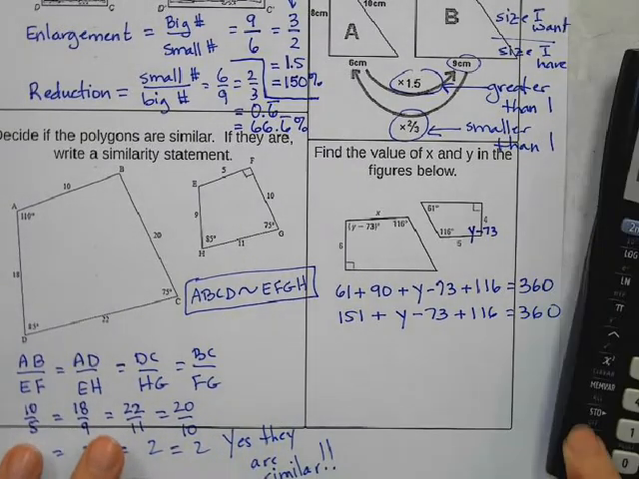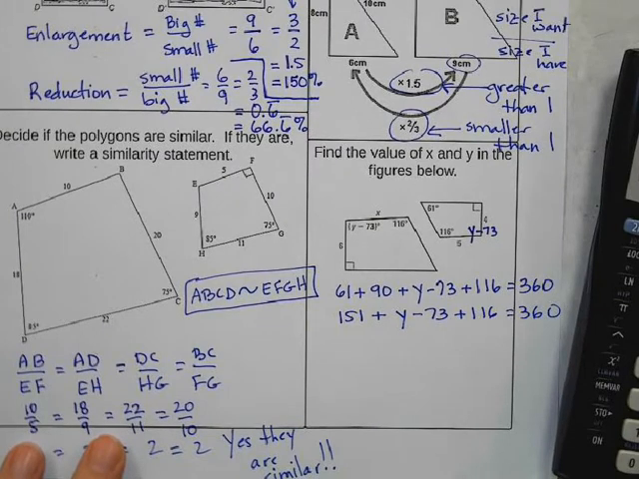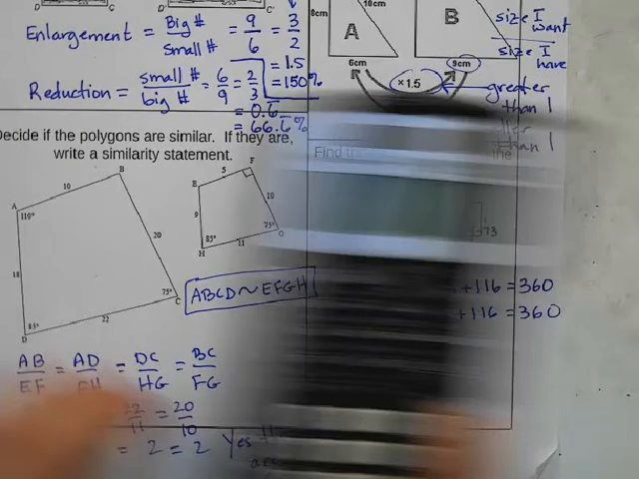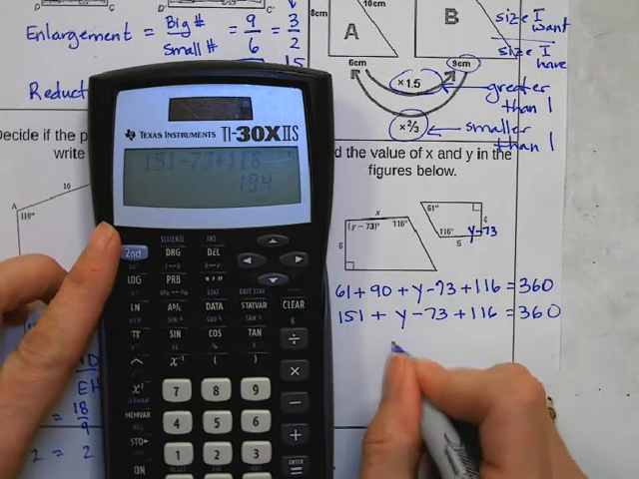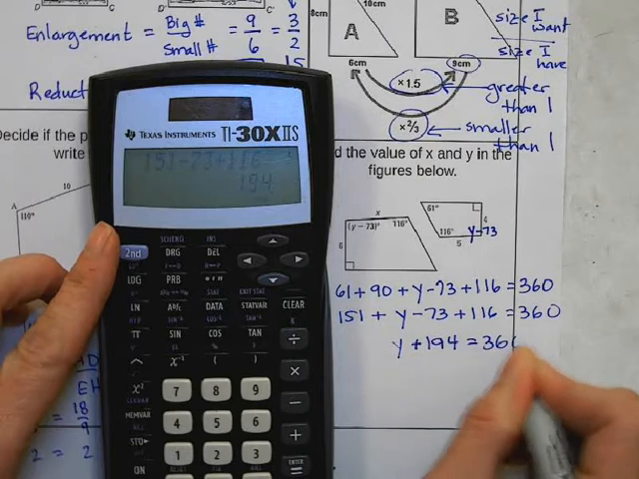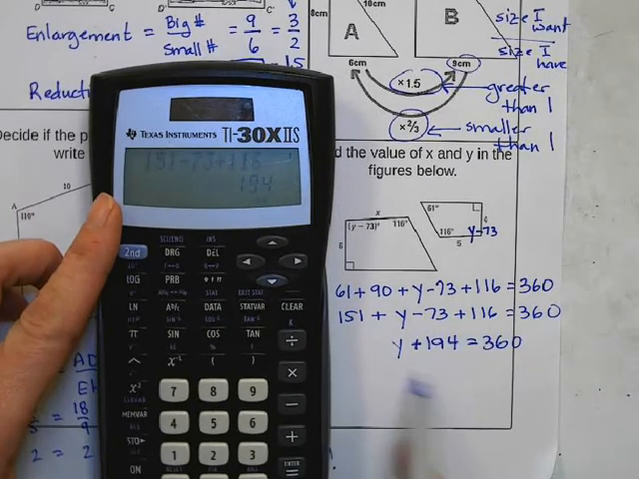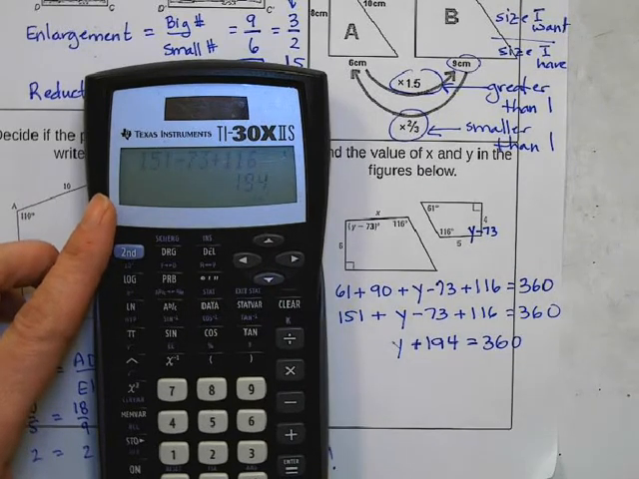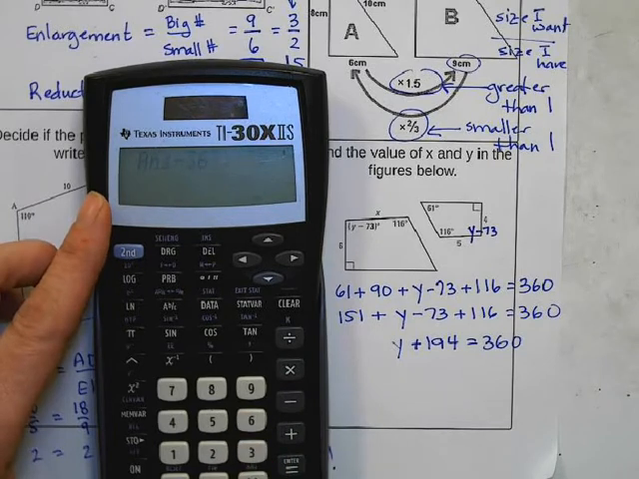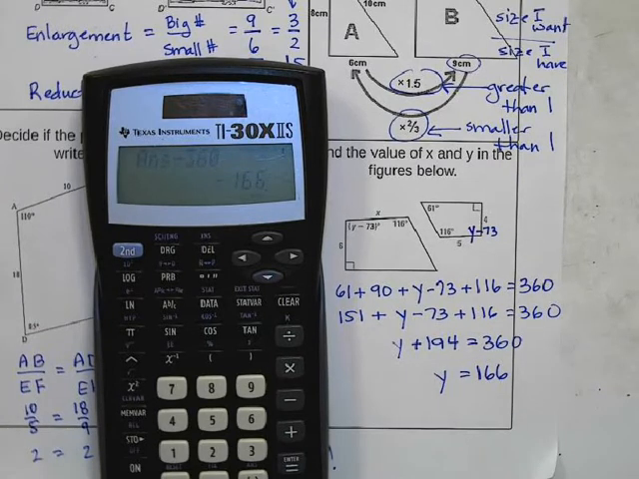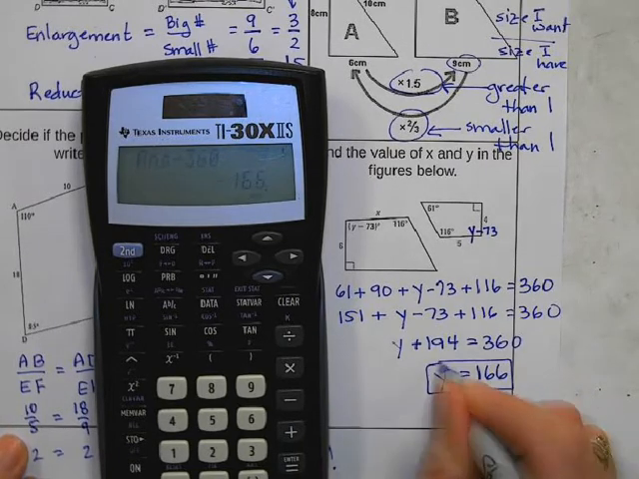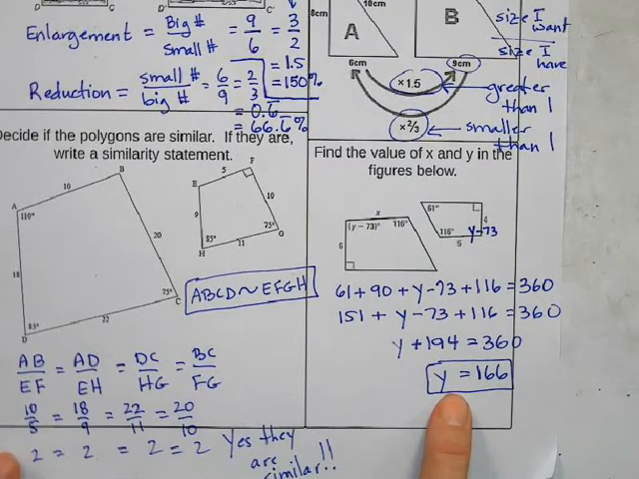So I'm going to get my calculator out here so I don't make any mistakes. 151 minus 73 plus 116, and looks like I have 194 on this side. Let me double check that. Okay, now I'm going to subtract 194 from both sides. Now I'm going to cheat a little and go ahead and subtract 360, but I'll have to remember my answer is positive. It's just the way I cheat a little bit so that I don't have to take that number out of my calculator. So I subtract 194 from both sides and I get 166. So the answer is 166, and that gives me y.